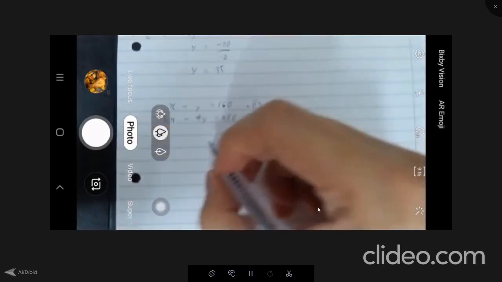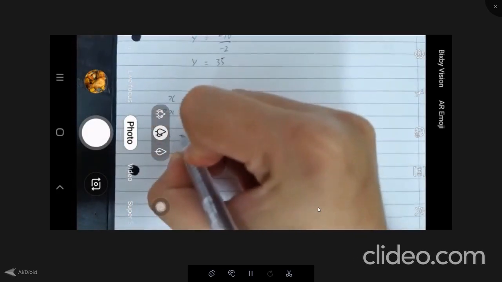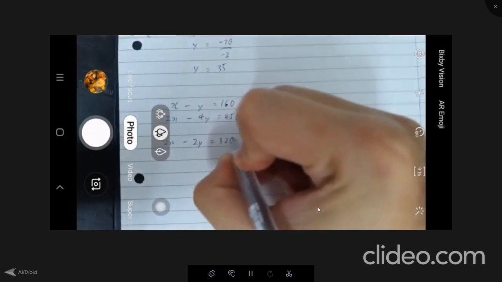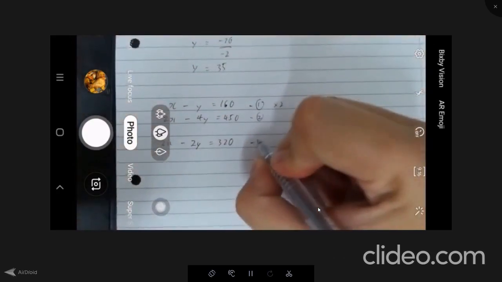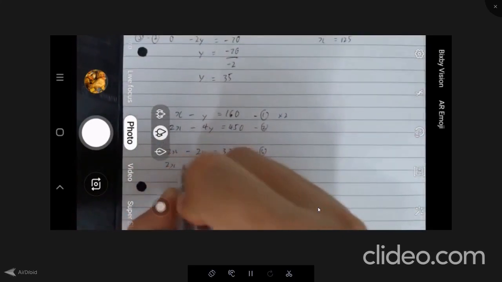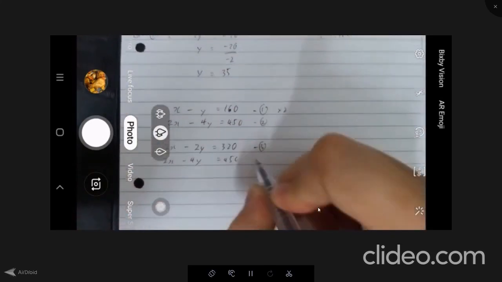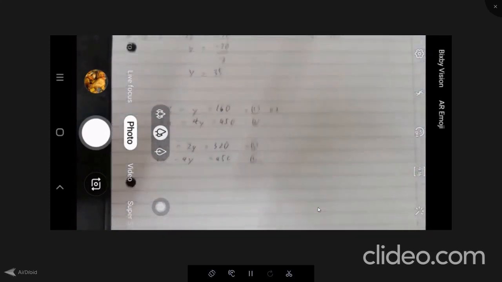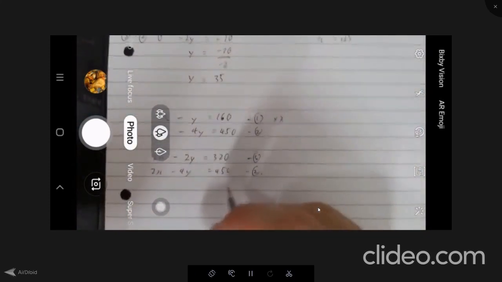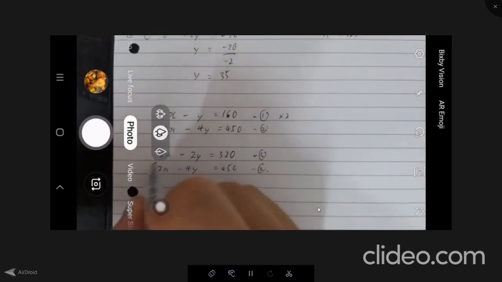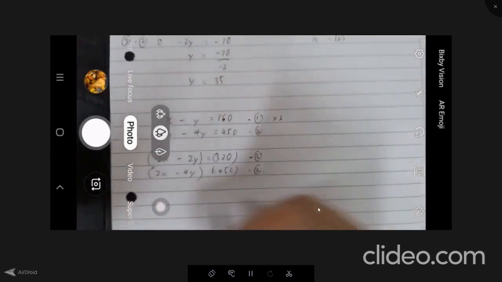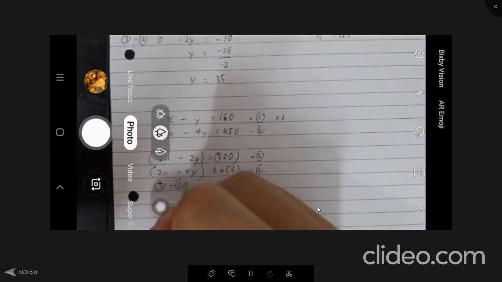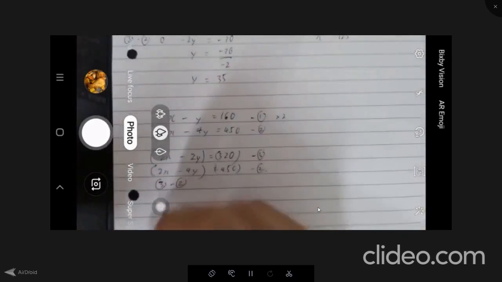So equation 1 times 2, we get 2x minus 2y equals 320. Each and every part times 2. This one we call equation 3. Then we write back 2x minus 4y equals 450, equation 2. Now, to make your life easy, if you find it very confusing, what you can do is put brackets around the left side and the right side. Then since we want 3 minus 2, equation 3 minus equation 2.